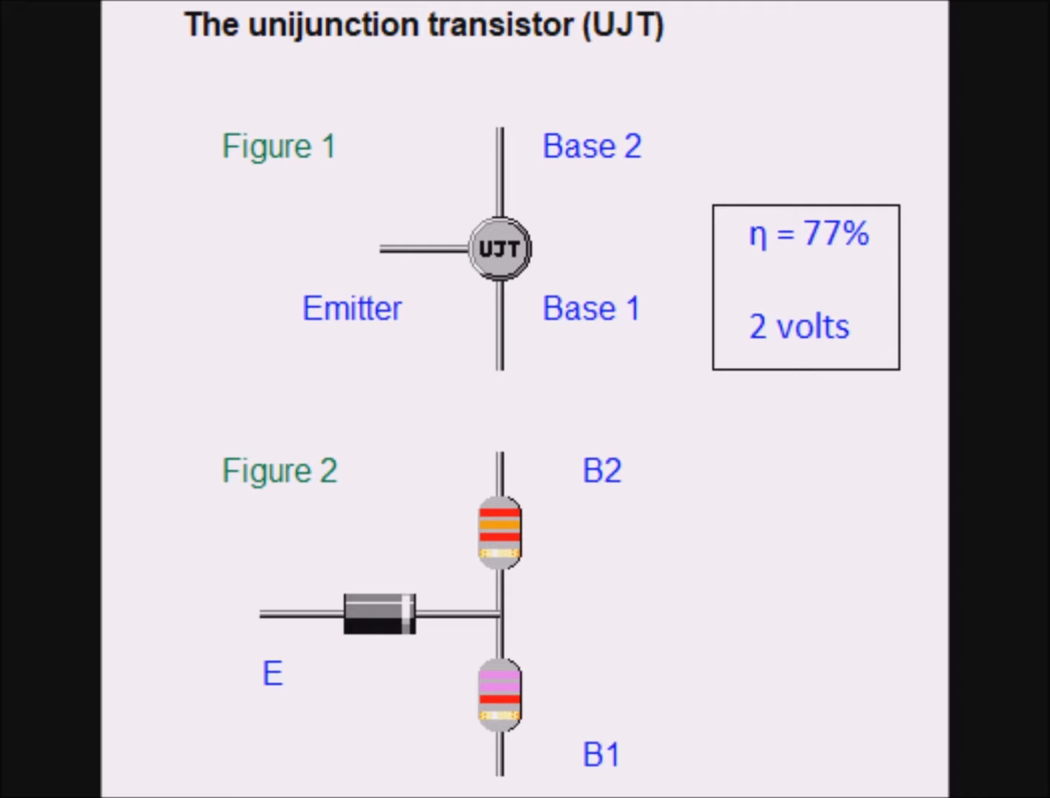Initially the diode is off, so no current flows at the emitter. When the voltage difference between E and B1 exceeds a percentage, in this case 77%, of the voltage difference between B2 and B1, the UJT turns on. At this point the emitter conducts current, and simultaneously the resistance between E and B1 drops to a low level. The ratio at which the UJT turns on is called the intrinsic standoff ratio, and is designated by the Greek letter eta. This UJT turns off when the voltage difference between E and B1 drops below 2 volts.